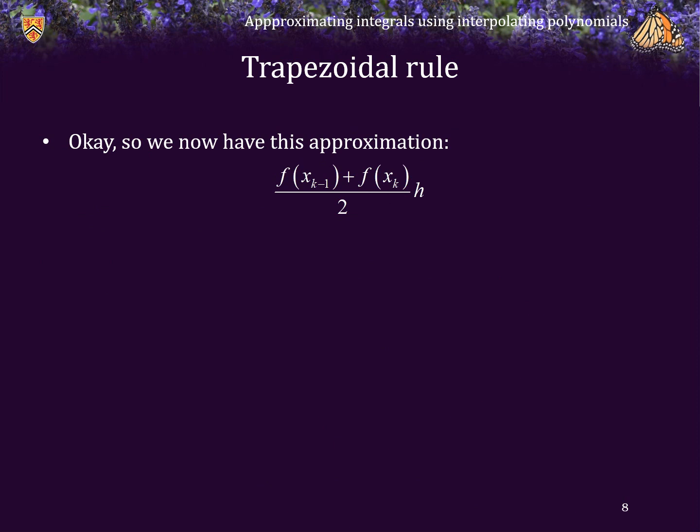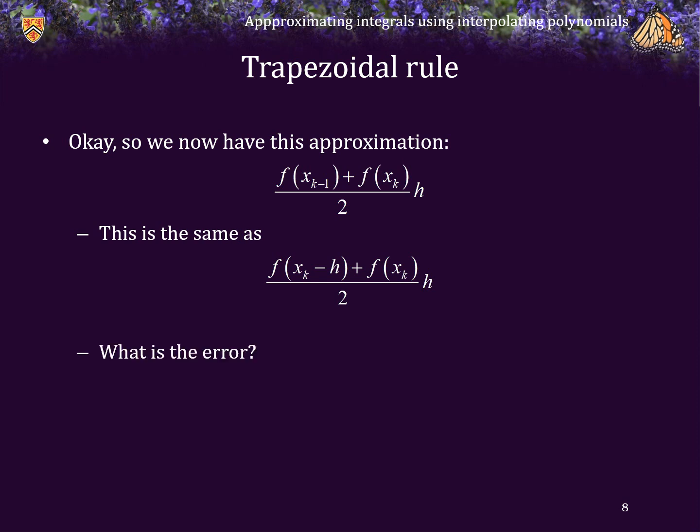So now we have this approximation of the integral. Notice that this is the same as substituting x sub k minus 1 with x sub k minus h, just to bring this closer to the way in which we defined or approximated the derivative.